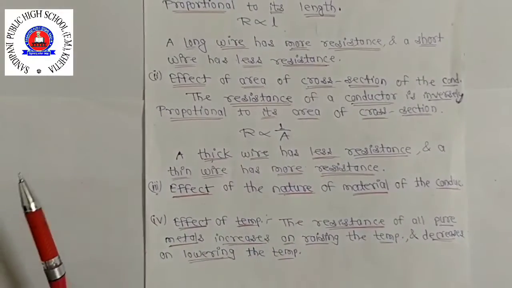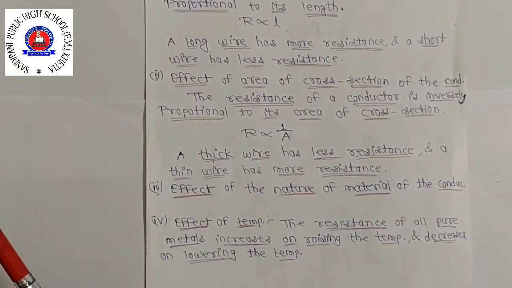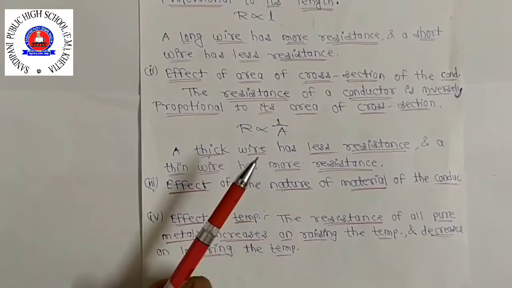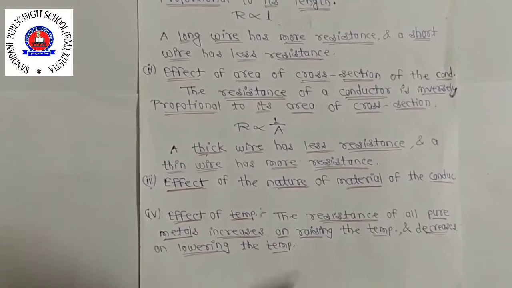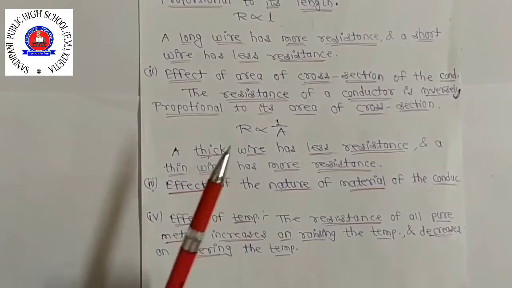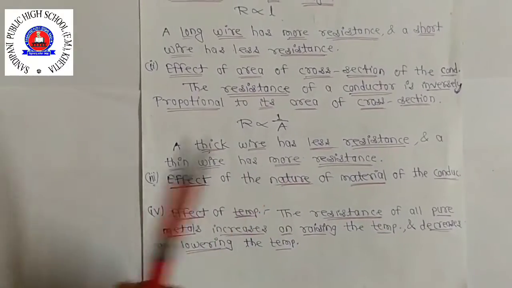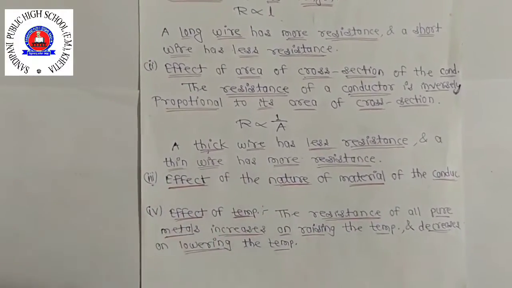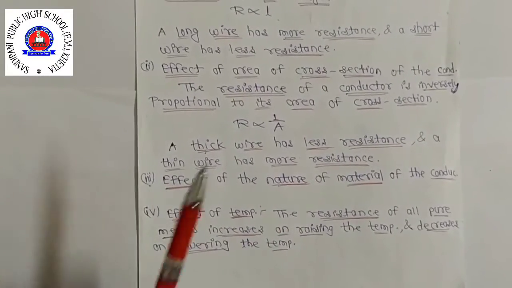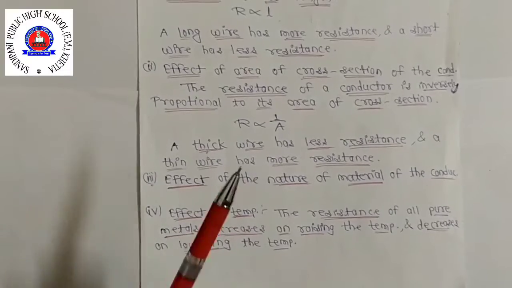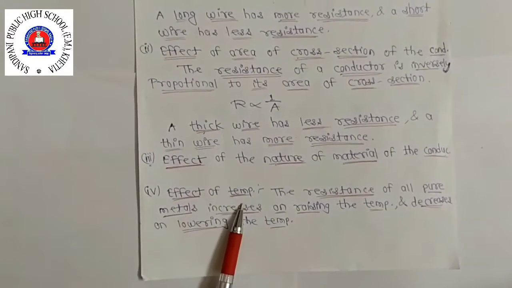we will find that the resistance of the nichrome wire is about 60 times more than that of the copper wire. So this shows that the resistance of a conductor depends on the nature of the material of the conductor. You took the same length and the same diameter, but the material also affects the resistance. Clear this one? Now next one, effect of temperature.